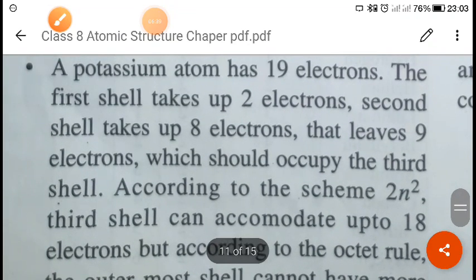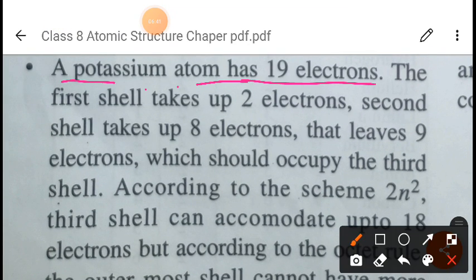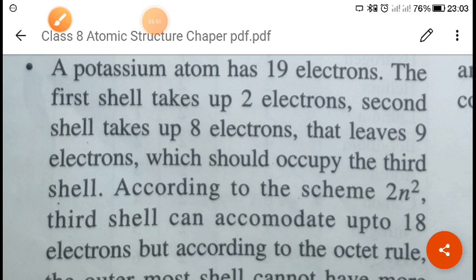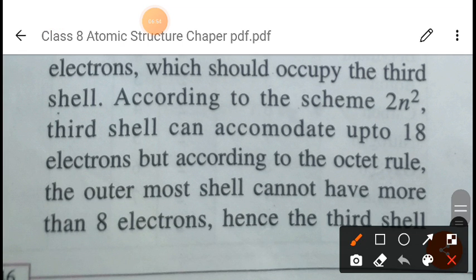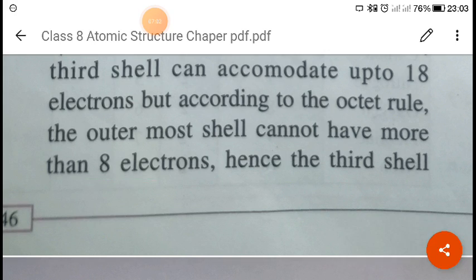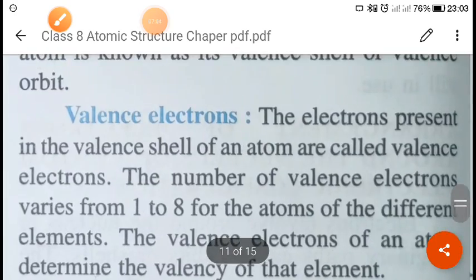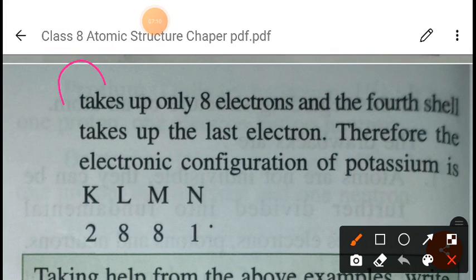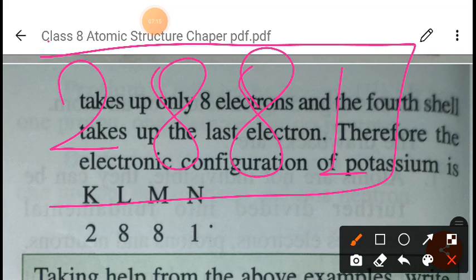As you can see, it is already written here: a potassium atom has 19 electrons. The first shell will take 2 electrons, the second shell 8, and the remaining 9 electrons will occupy the third shell. According to 2n square, 18 electrons can be accommodated, but we will follow the octet rule. According to the octet rule, there will be 8 electrons in the third shell, and in the fourth shell there will be 1 electron, as you can see here. So its electronic configuration will be 2 8 8 and 1. I hope you have understood this, right?